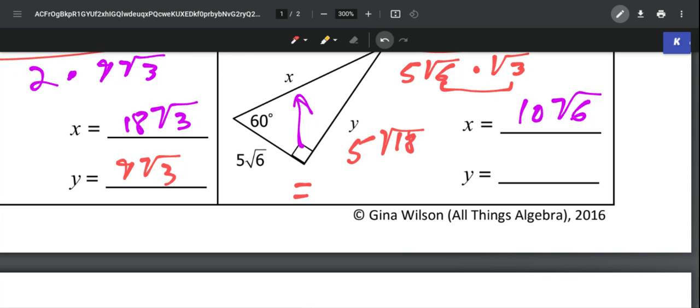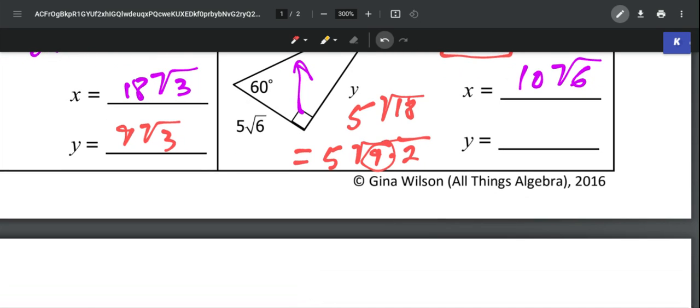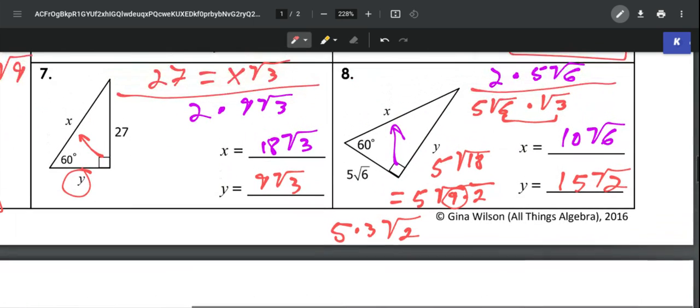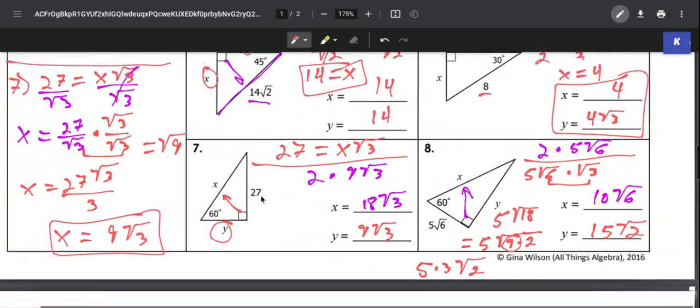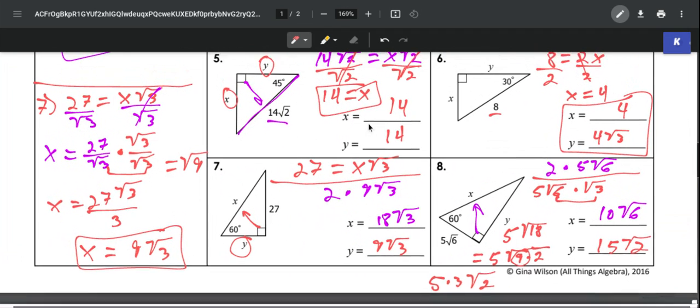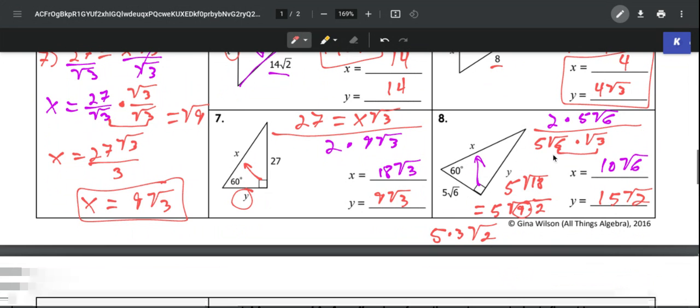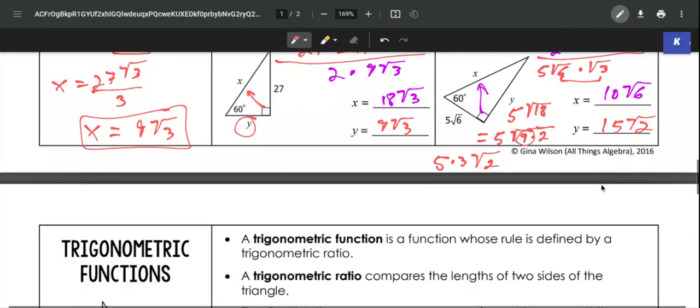Then we just have to simplify this. That's going to be equal to 5 radical 9 times 2. So we can take out the square root of 9, which is 3. So now we'll have 5 times 3 radical 2, which is 15 radical 2. It's not too bad, but that part can be a little tricky. All right, so those are our 45, 45, 90 triangle calculations and our 30, 60, 90 calculations. Really, it's dealing with some radicals and stuff, but it's not too bad once you get used to it.